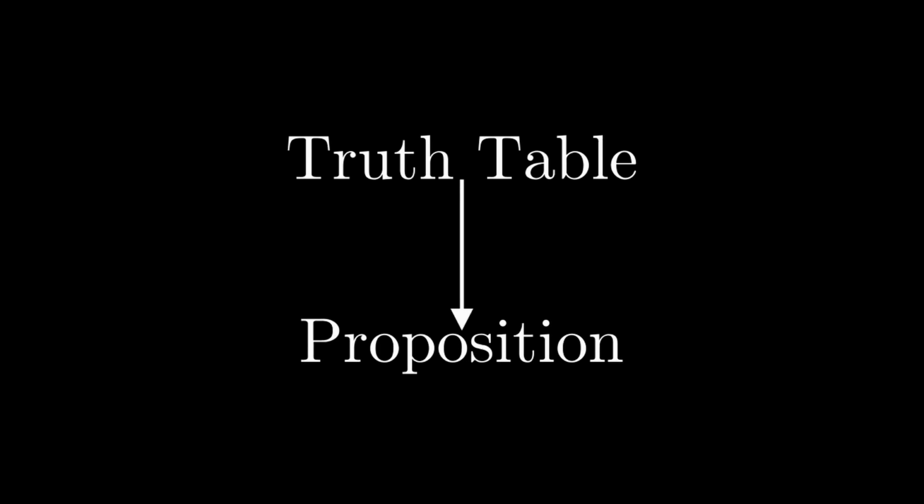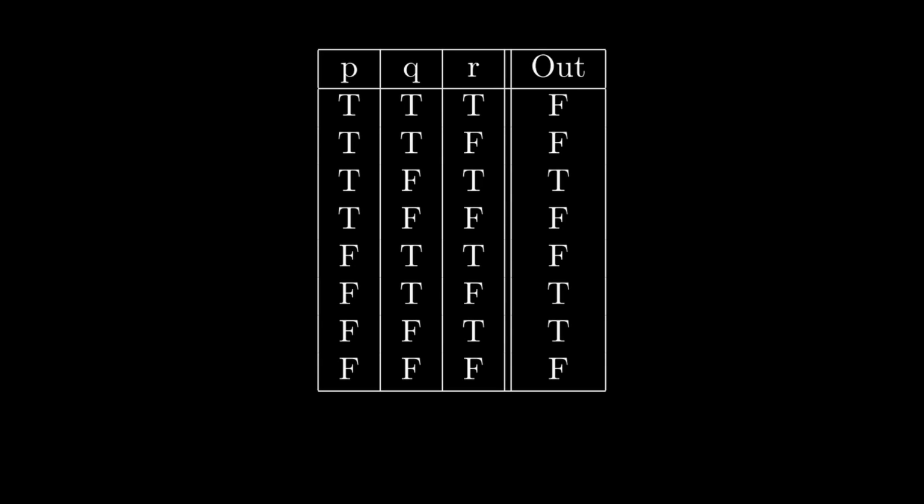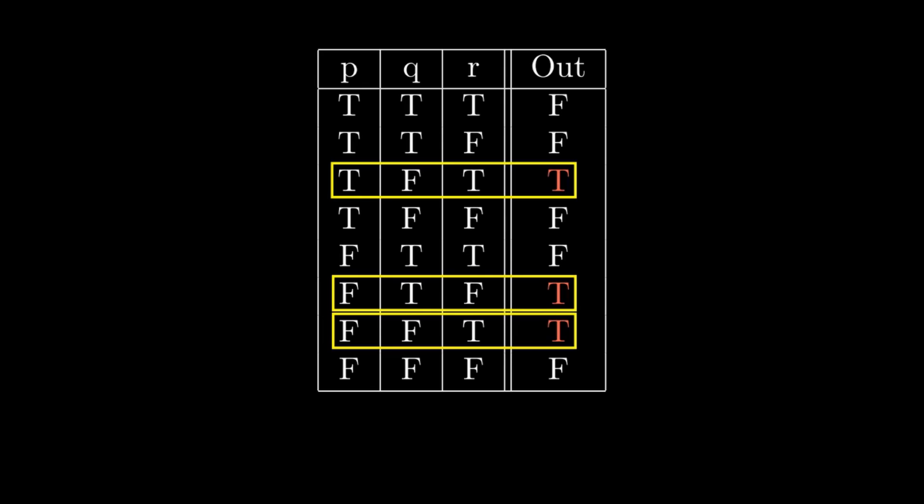In this video, I will show you how to create a proposition out of a given truth table. Suppose you are given the following truth table. The first three columns P, Q, and R are our variables, and the last column is the output. First we look at when the output is true, and we will consider only the rows corresponding to those true values. In this example, it's rows 3, 6, and 7.